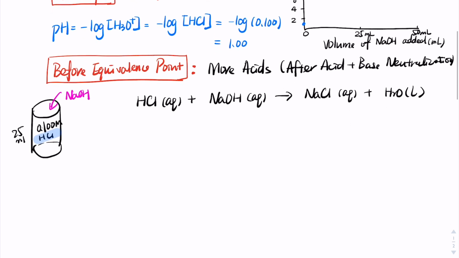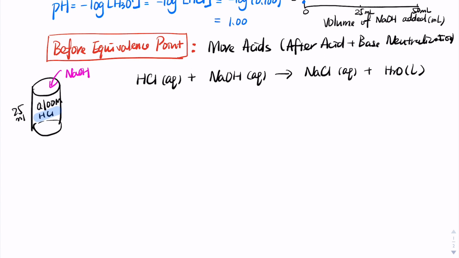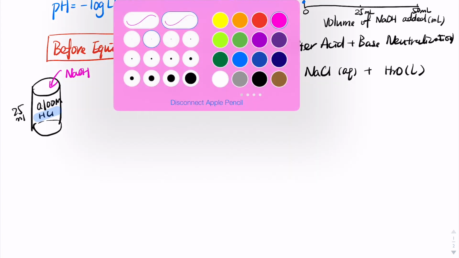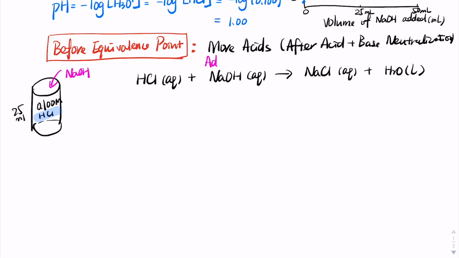Now we have this strong base. Before the equivalence point, I'm going to give you an example. Say we added 5 ml of this sodium hydroxide. Now we have a specific number, so we can do the calculation. Based on a reaction, we always use moles to talk about how the reaction goes with the stoichiometry, so we need to calculate the moles.